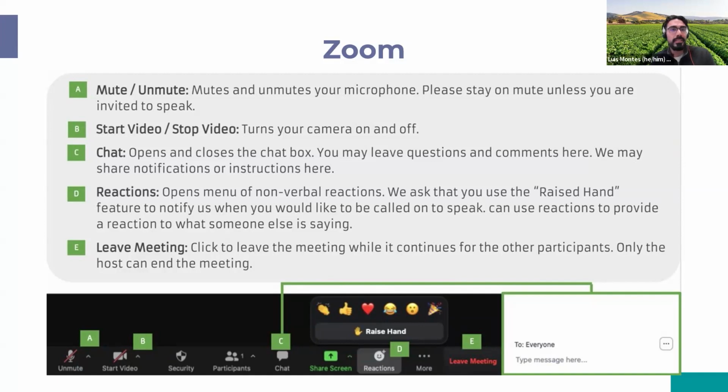We will have questions towards the end of the presentation where we will make sure we address any questions or concerns that come up. And then, of course, if you need to leave the meeting, click the leave button below, and that will allow you to end the meeting.